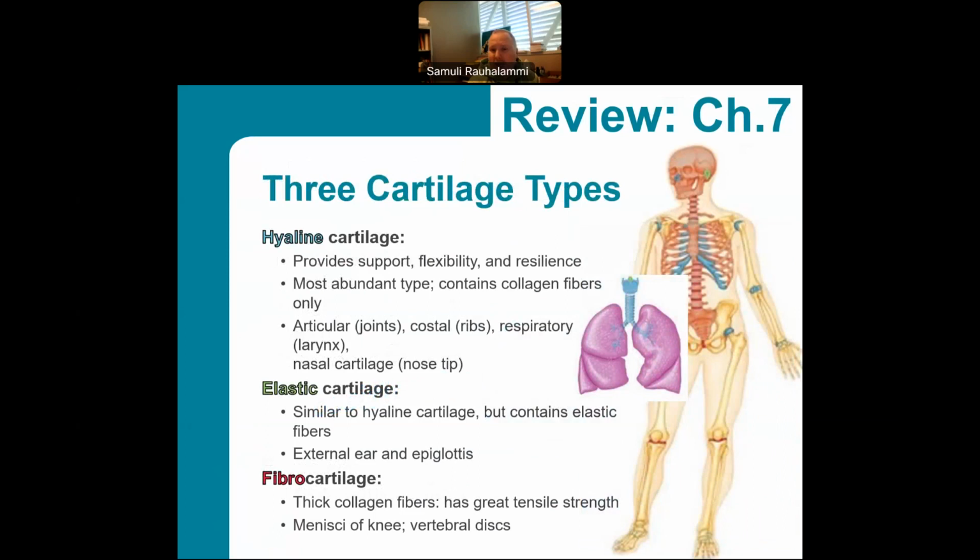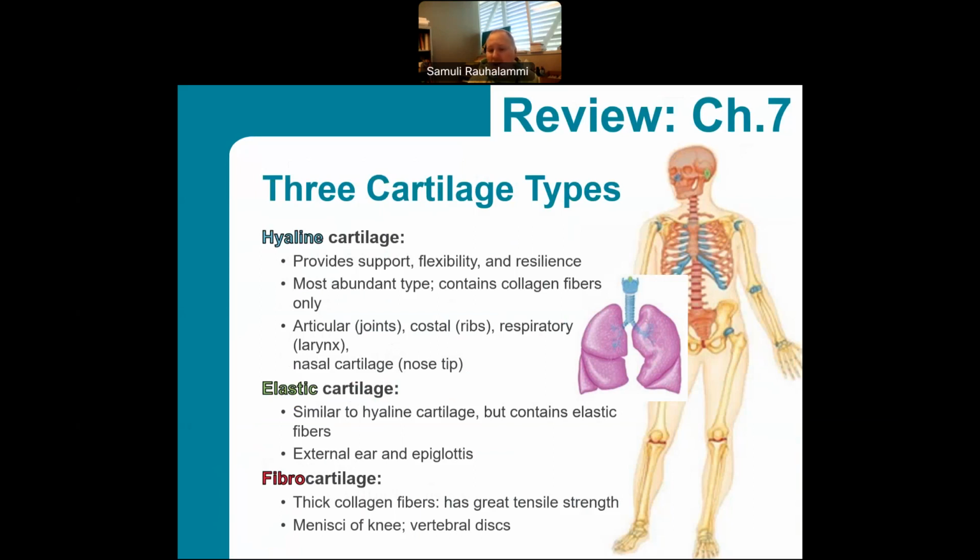Hyaline cartilage is really the most common type, contains a lot of collagen fibers, and we find hyaline cartilage in most joints, at our costal cartilage, so where the ribs join to the sternum, and in our respiratory system, including larynx and tracheal tree, respiratory tree, and also as our nose cartilage. So the tip of the nose is made of hyaline cartilage.